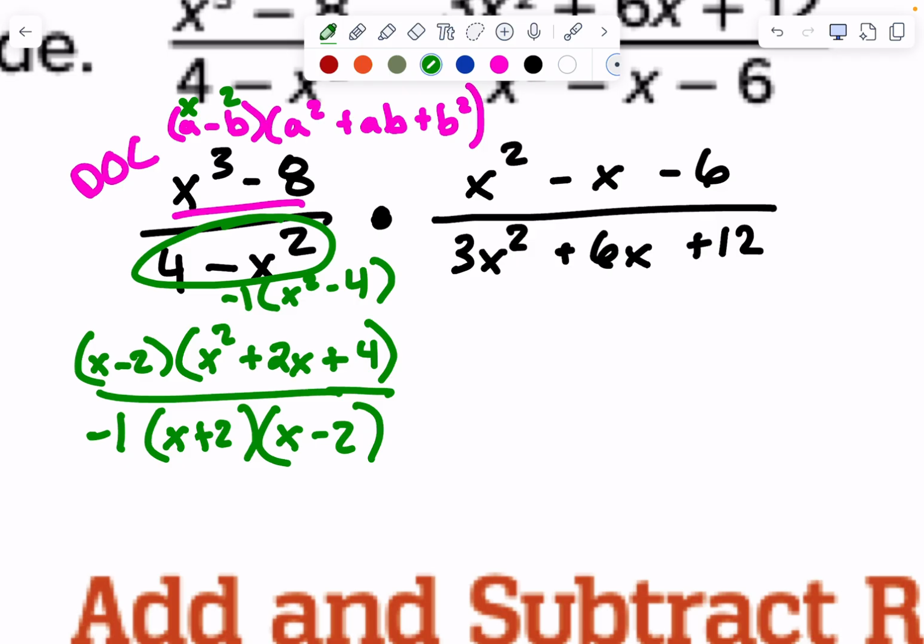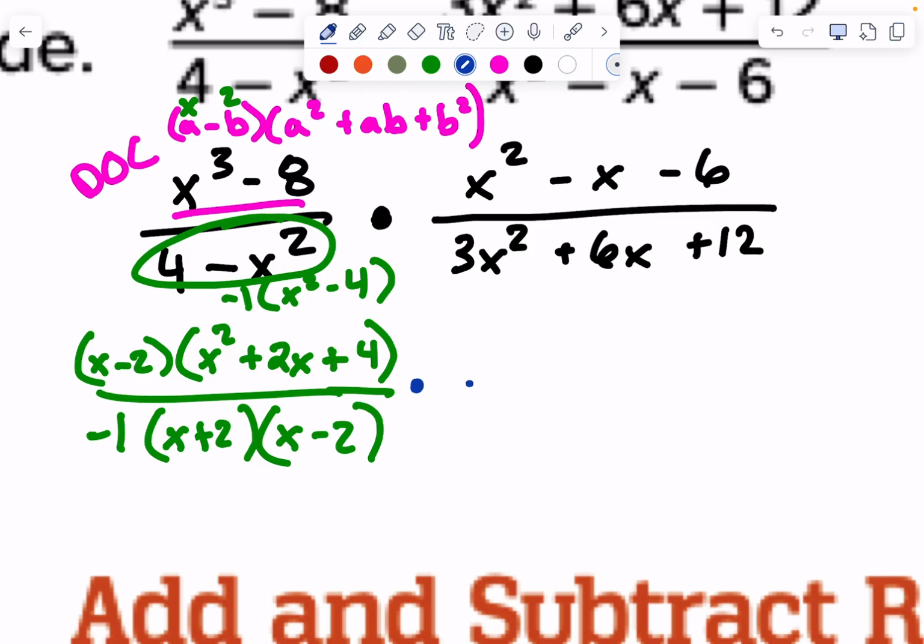Can we break down the top trinomial? No, because there's nothing you can do that multiplies to give you 4 but adds to give you 2. 1 and 4, 2 and 2, not going to work. 2 times 2 gives you 4, but 2 plus 2 is not going to give you 2. Okay, so do you see what I did with the negative? I pulled the negative out first, and then I did the difference of squares.